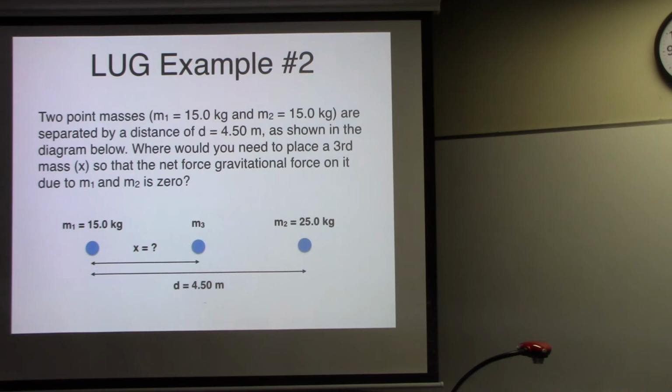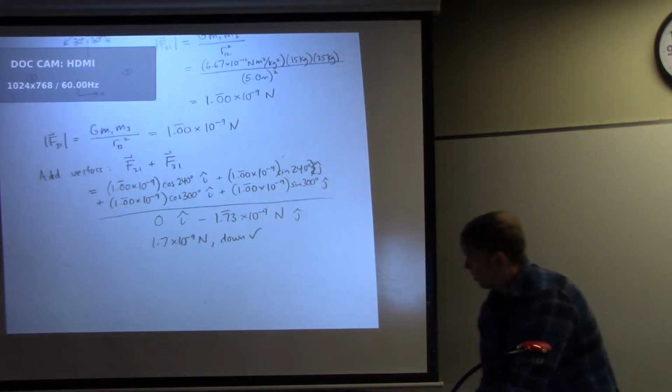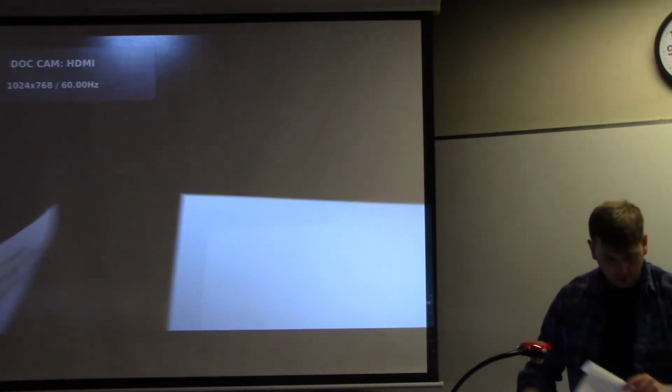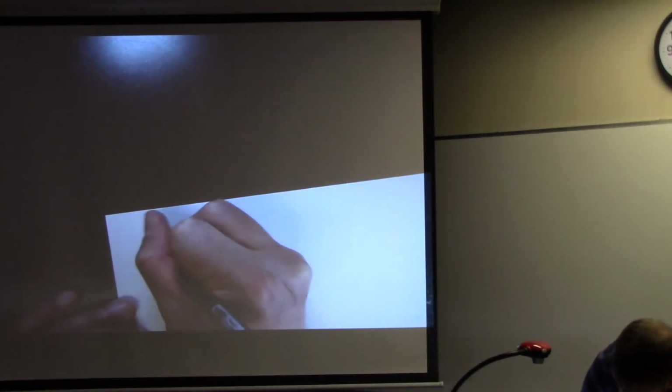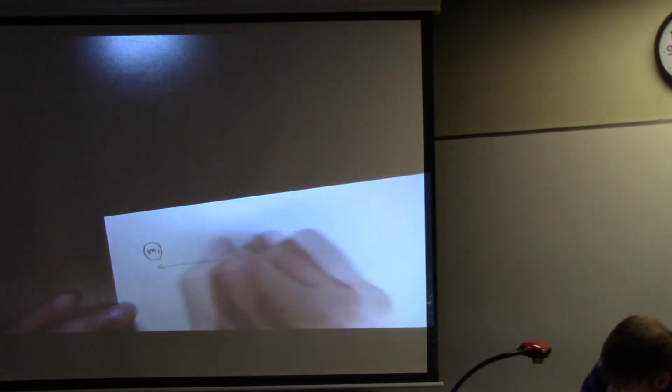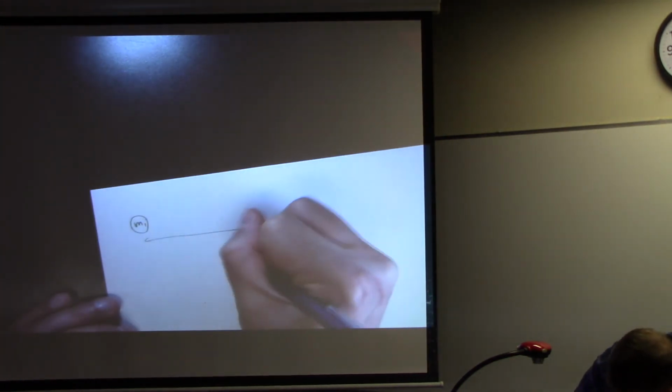Okay, so we'll go through this one. So just to reiterate, the basic picture is you have M1, and then some distance d away from that, you have M2.